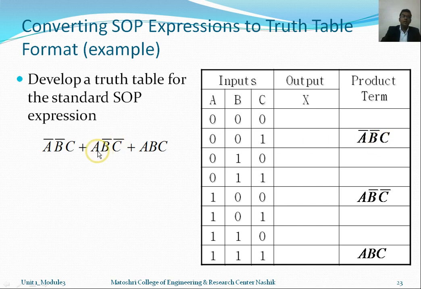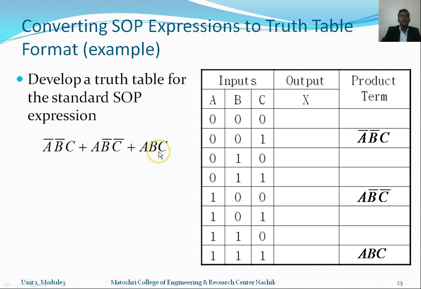Similarly for A, B bar, C bar: A is without complement, so its value is 1. There are 4 rows like that. B complement is 0, so out of these rows there are 2 possibilities for this product term. And the third, C, is complemented, and C complement is nothing but 0. So A is 1, B complemented means 0, C complemented means 0. So 1, 0, 0. That is A, B bar, C bar.